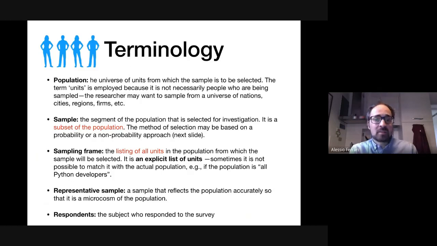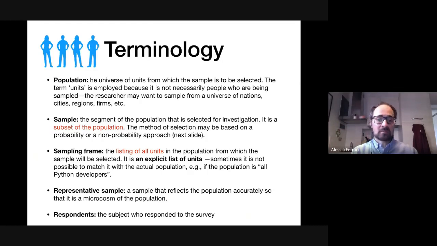Sample is the segment of the population that is selected for investigation. It is a subset of the population. It is the people that you select basically for your survey. The method of selection may be based on probability or non-probability approach. We will focus mostly on probability approach.